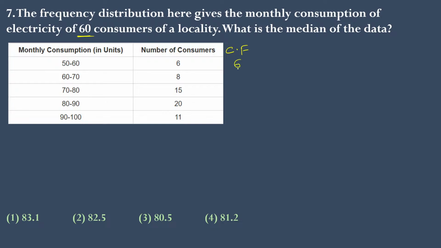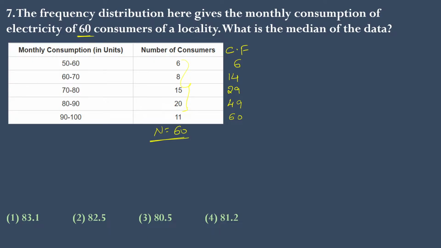So 6 plus 8 we get 14. 14 plus 15 we get 29. 29 plus 20 we get 49. 49 plus 11 we get 60. So this is the cumulative frequency: 6, 14, 29, 49, 60. The total frequency is given as 60. If you sum 6 plus 8 plus 15 plus 20 plus 11, you get 60.